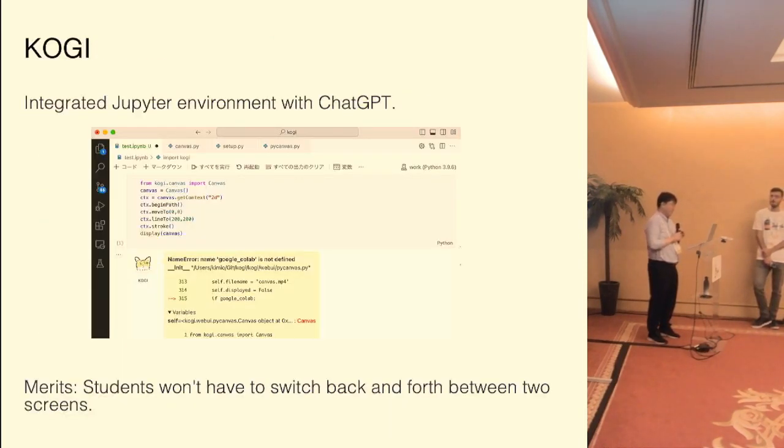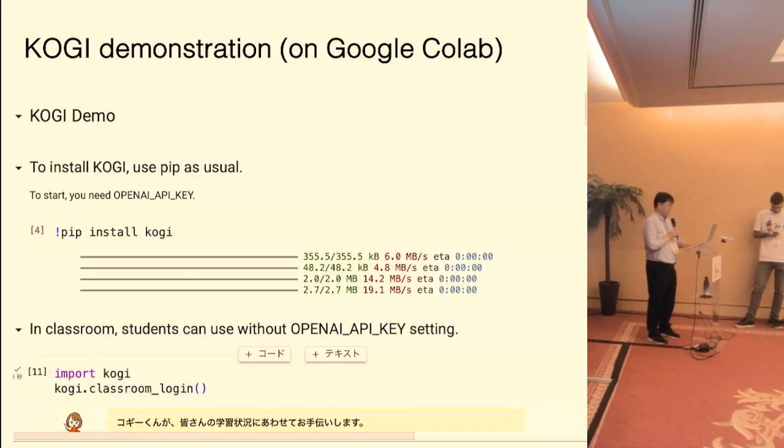So I developed KOGI. It is an integrated Jupyter environment with ChatGPT. The advantage for students is that they won't have to switch back and forth between 2 screens. And let me show you a demonstration of KOGI on Google Colaboratory.